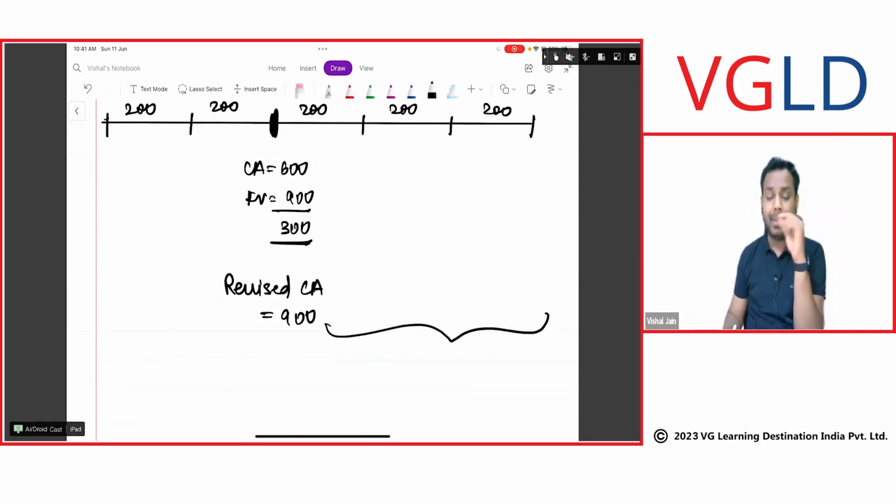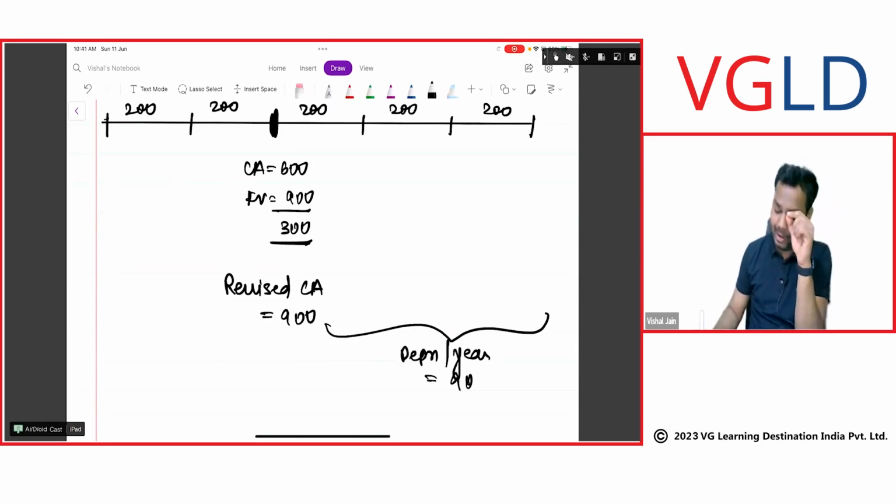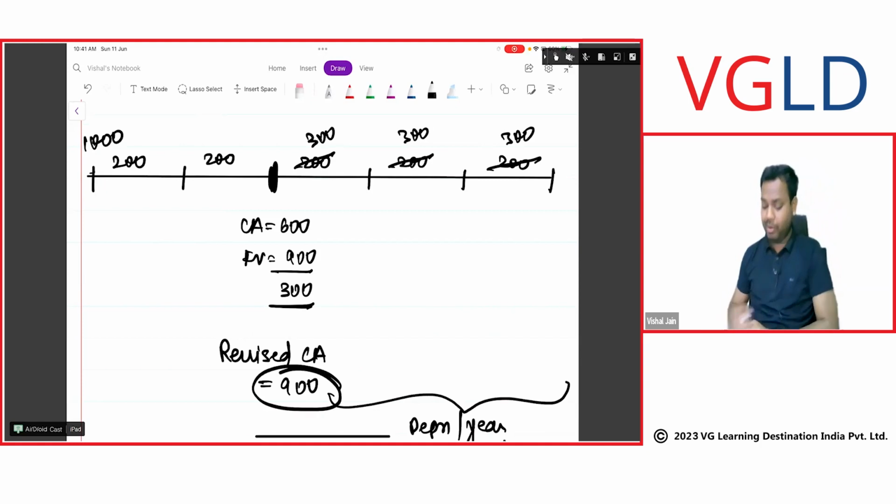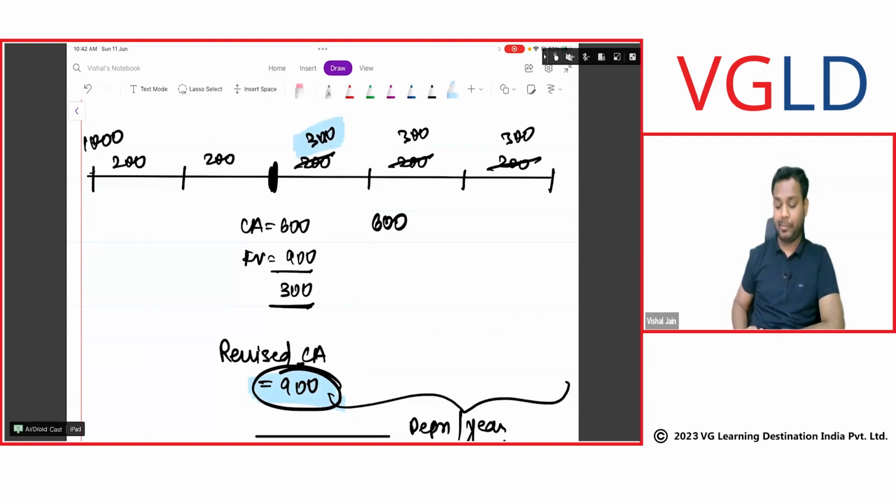So don't you think my depreciation per year will be 900 divided by 3 is equal to 300? So it will not be 200 anymore. Rather it will be 300. Now 900 is the value, right? Now 900 minus 300 is 600 is the carrying amount. 900 is the revised carrying amount and 300 is the depreciation. So it is 600. Clear?